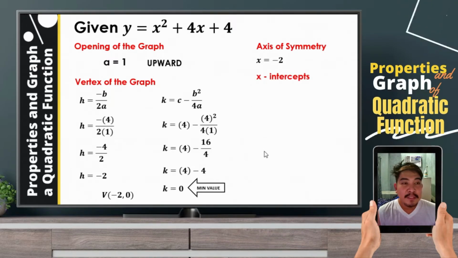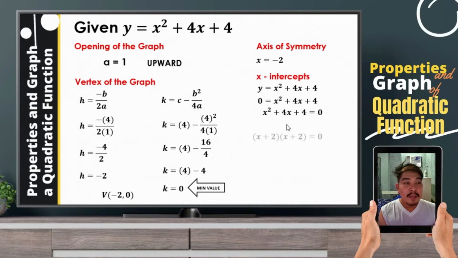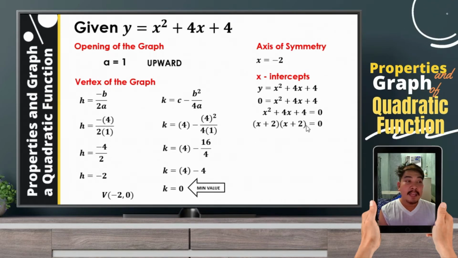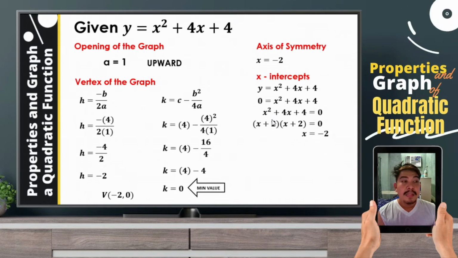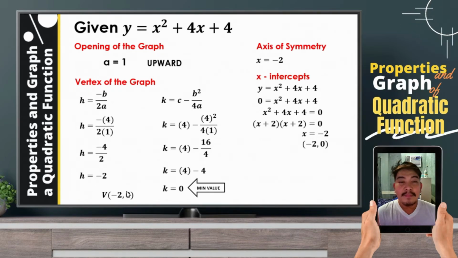Then for the x-intercepts, if we are going to let y be equal to 0, and factoring, that will just be x plus 2 times x plus 2 is equal to 0. So therefore, the zeros of the function will be equal. We now have x is equal to negative 2. And transforming it to an ordered pair form, so that will now be negative 2, 0. So from this one, the x-intercepts and the vertex of the graph are the same.